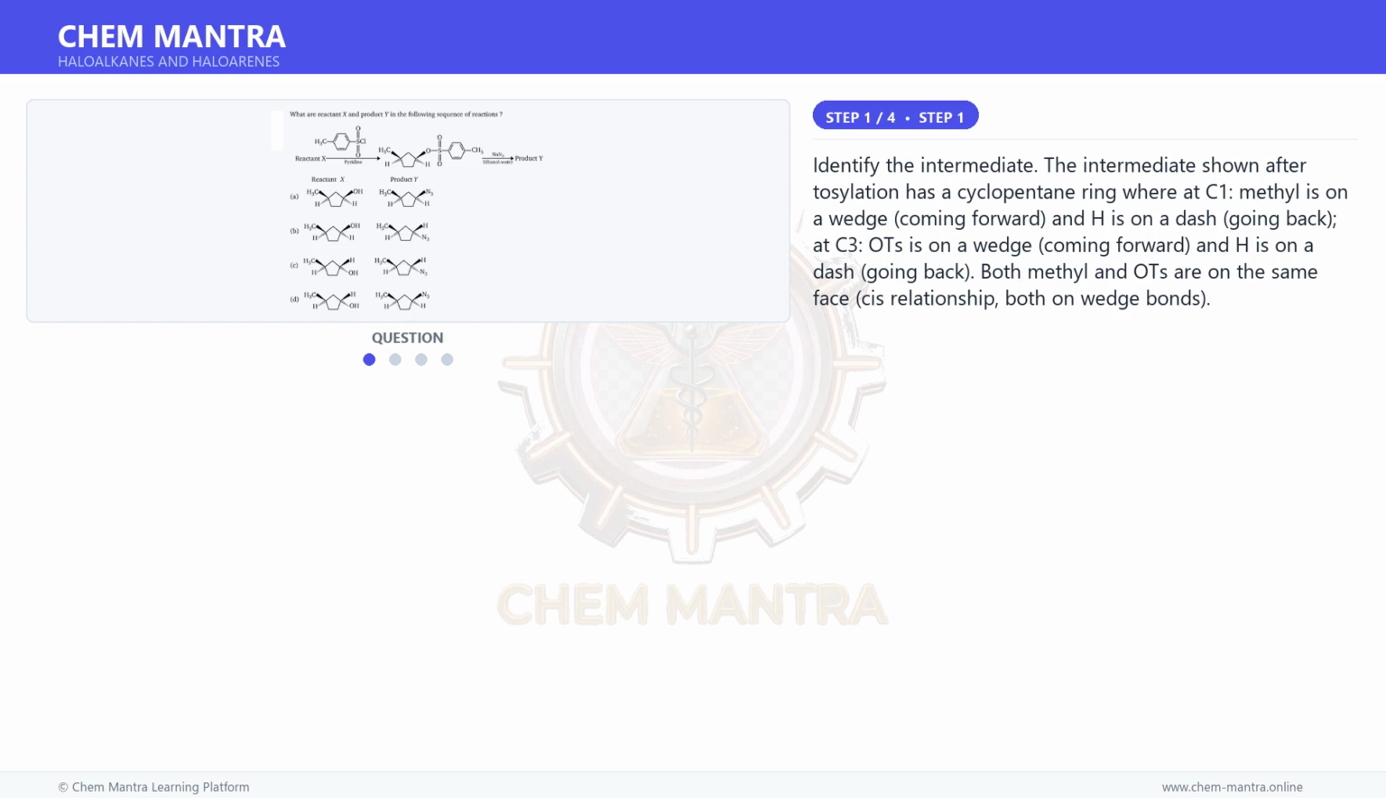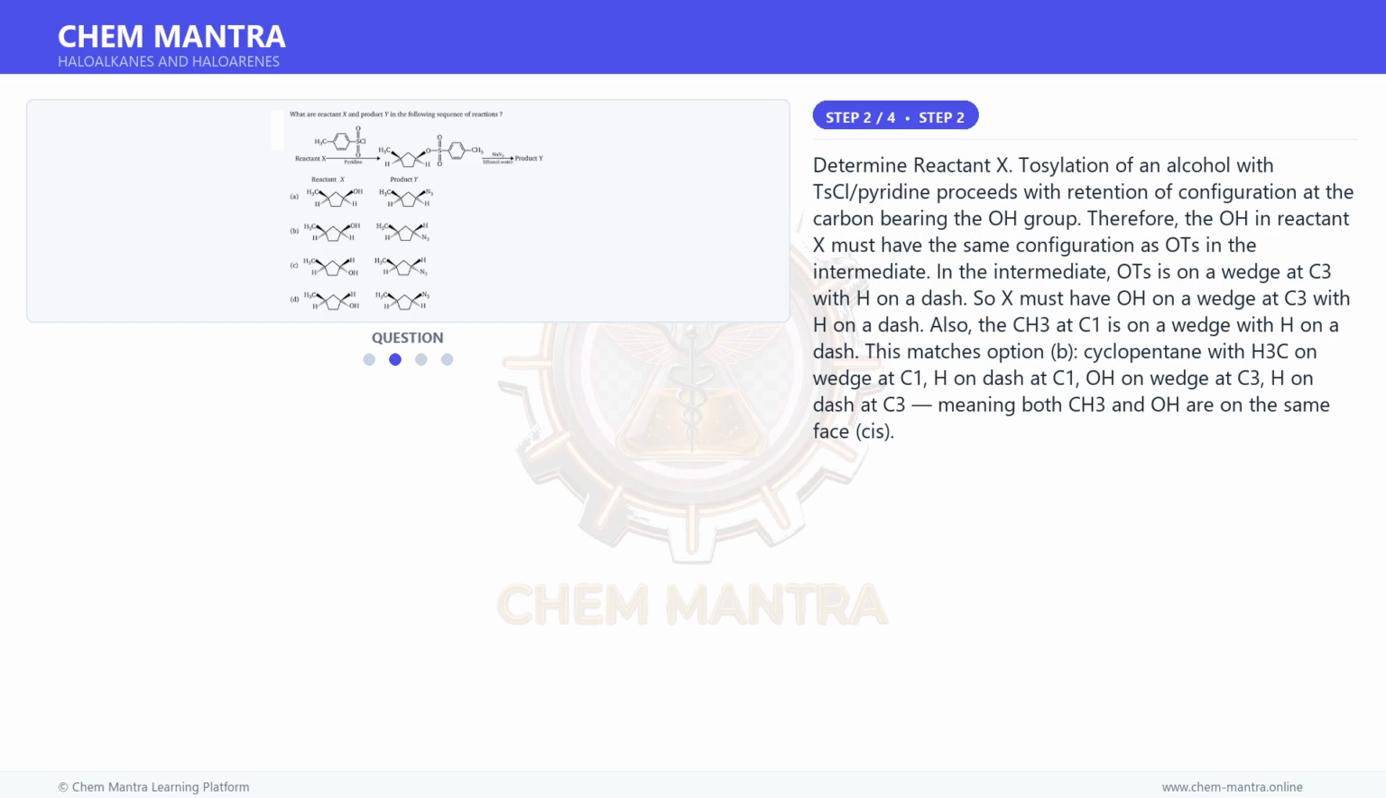Identify the intermediate. The intermediate shown after tosylation has a cyclopentane ring where at C1, methyl is on a wedge, coming forward, and H is on a dash, going back. At C3, OTs is on a wedge, coming forward, and H is on a dash, going back. Both methyl and OTs are on the same face, cis relationship, both on wedge bonds. Moving on to the next step.